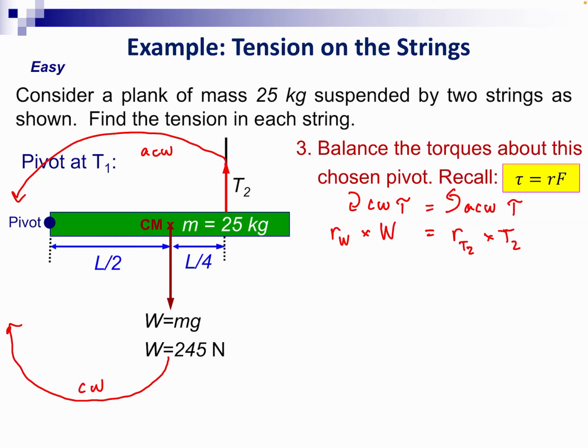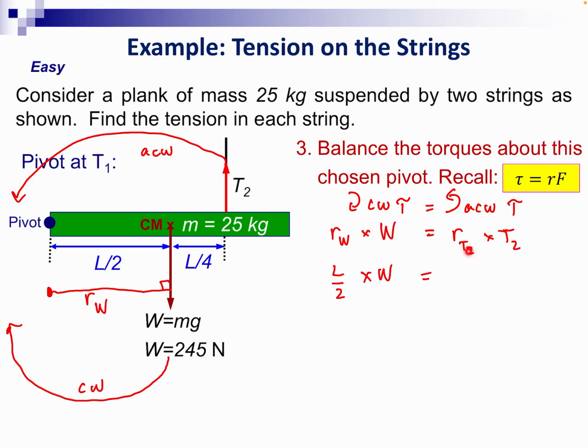Okay, so we need to determine what are the moment arms RW and RT2. So the moment arm, you draw that from the force. It should be perpendicular to the force and passing through the pivot. So this will be the moment arm for the weight force, which is L/2 times the weight force.